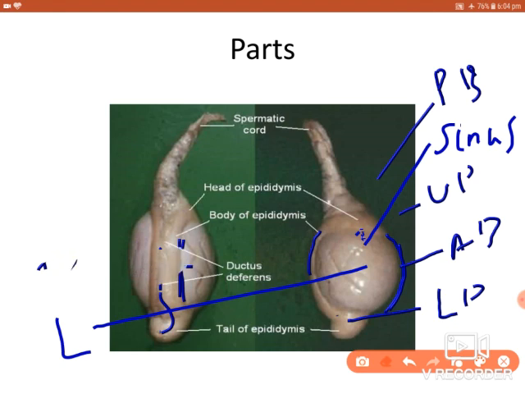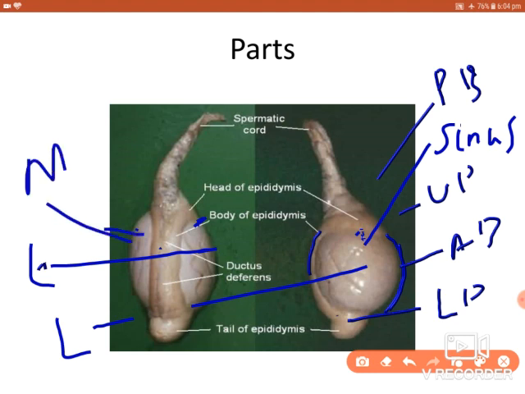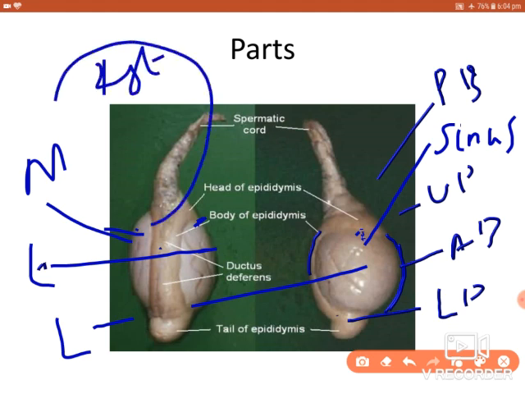In the first image, here you can see the sinus. So this is the lateral surface. This surface is the medial surface. So this is the right testis. The sinus lies laterally. This is the posterior border. This is the anterior border. This is the upper pole. This one is the lower pole.